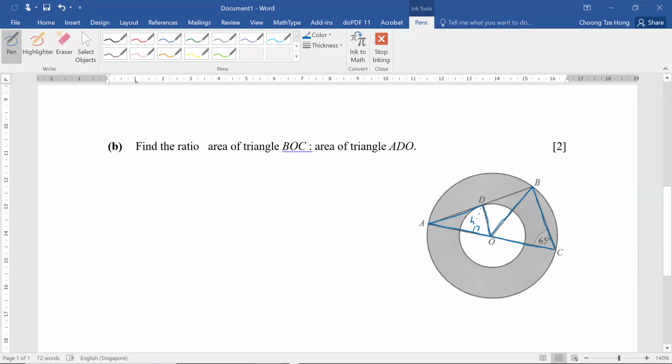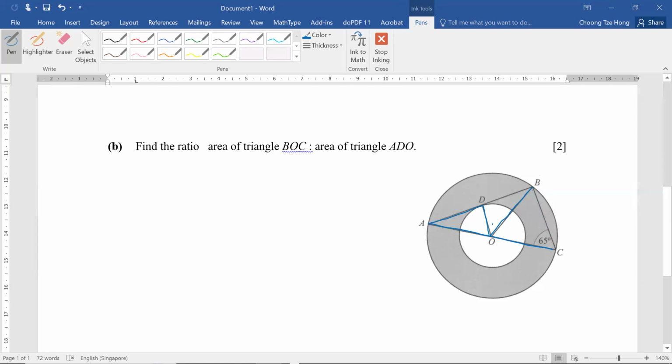Then obviously it's not a common height. The height over here, h1, is definitely greater than h, so the common height cannot be over here. Now if you look at the figure, are you able to identify another triangle that has the same area as ADO? Maybe this triangle has a common height with triangle BOC.